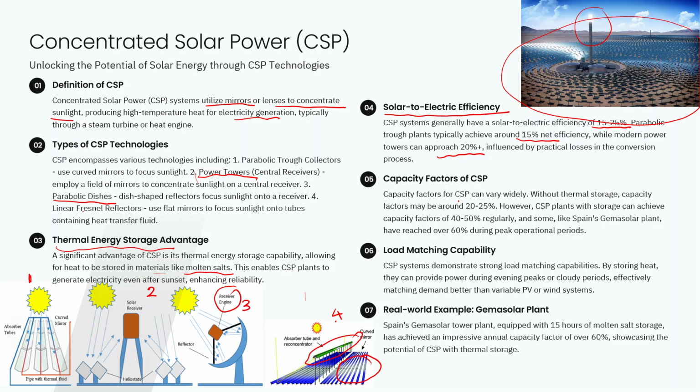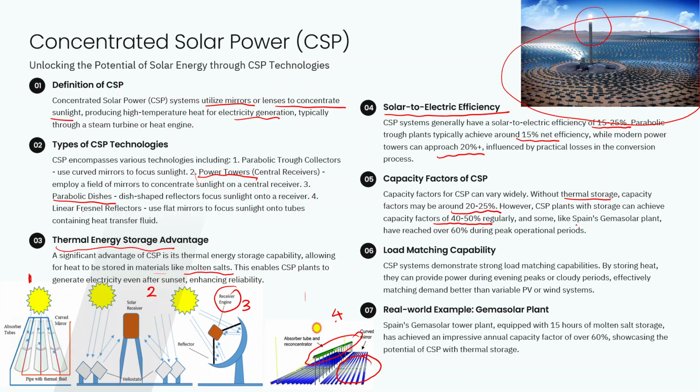The capacity factors for concentrated solar power can vary very widely. Without thermal storage, the capacity factor may be around 20 to 25%, but if you have thermal storage, it can be improved to 40 to 50%, right. If you remember, the capacity factor is the actual energy produced over the theoretical maximum energy that can be produced. So you can see that the utilization of the energy can be improved by adding storage, taking the capacity factor to 40 to 50%.